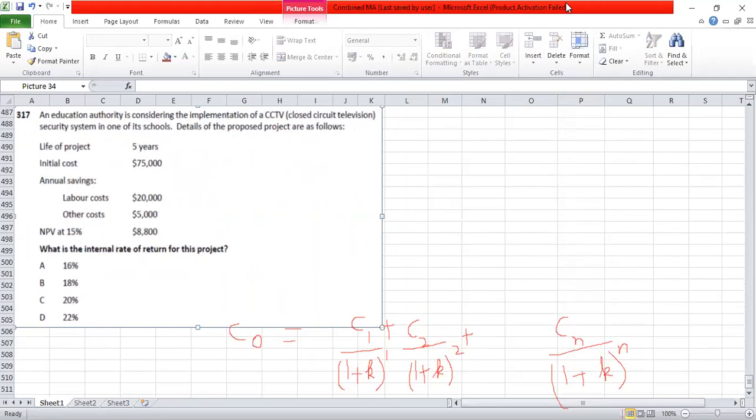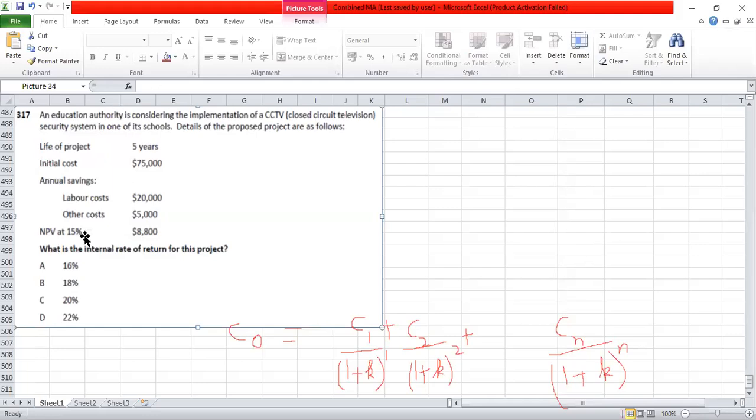An education authority is considering the implementation of a CCTV closed circuit television security system in one of its schools. Details of the proposed project are as follows. Life of the project is 5 years. Initial cost is 75,000. We have annual savings, that is labor cost and other costs, 20,000, 5,000. NPV at 15% is 8,800. What is the internal rate of return for this project?